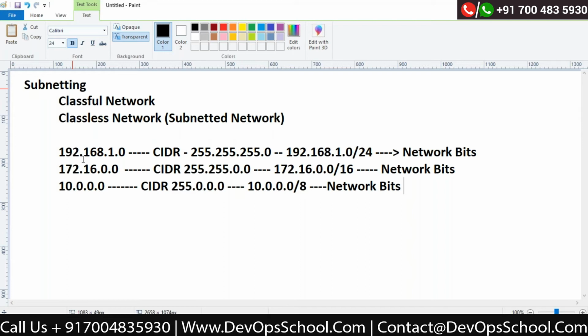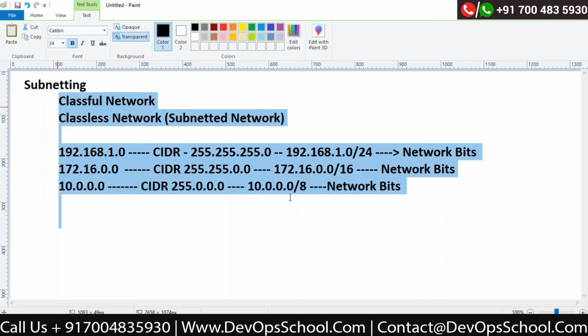What is CIDR? CIDR is nothing but classless inter-domain routing. It's an allocation method which is available in IP addressing. The agenda of this method is to display and convey your IP addressing and their network bits in this particular format, correct? This is also very important before we jump into subnetting. You should know what is classful and what is classless. Subnetting is actually the method to create a classful network into classless, correct?